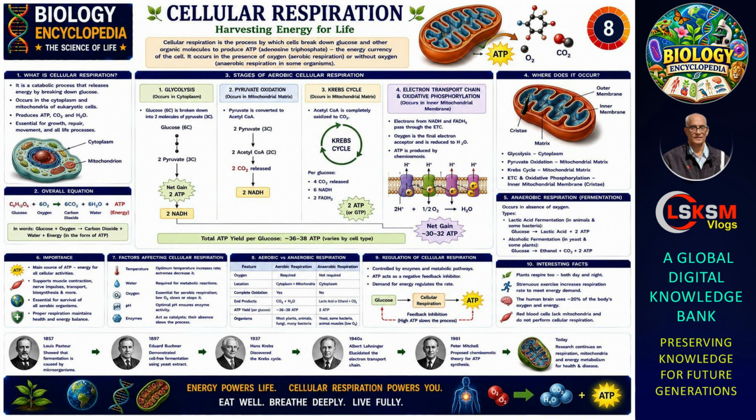Eight. Cellular respiration. Cellular respiration converts nutrients such as glucose into usable cellular energy, primarily in the form of ATP. It involves pathways including glycolysis, the citric acid cycle, and oxidative phosphorylation.